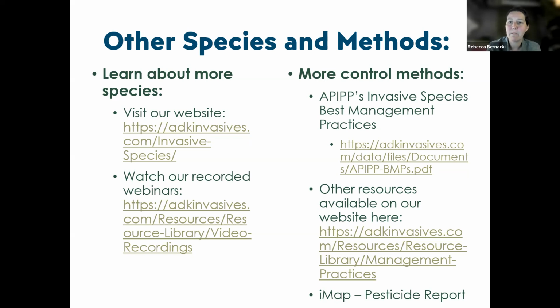We talk about a lot of woody invasives, buckthorn, bush honeysuckles, barberries, that are really, once we get into fall, a prime time to manage those. Talking about control methods, APIP does have an invasive species best management practices guide available on our website that walks you through what I talked about today in more detail and covers all the species on our website. There are also other resources available on our website, such as best management practices and advice for replacing your garden plants with native alternatives.